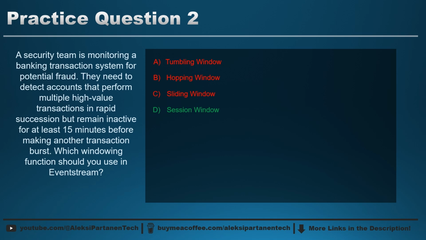Tumbling window operates on fixed intervals, so it wouldn't correctly group bursts of activity. Hopping window uses fixed overlaps, but they don't dynamically adjust based on inactivity. Sliding window looks back a fixed time, for example 15 minutes when a new event arrives, but it doesn't define sessions based on gaps in activity.